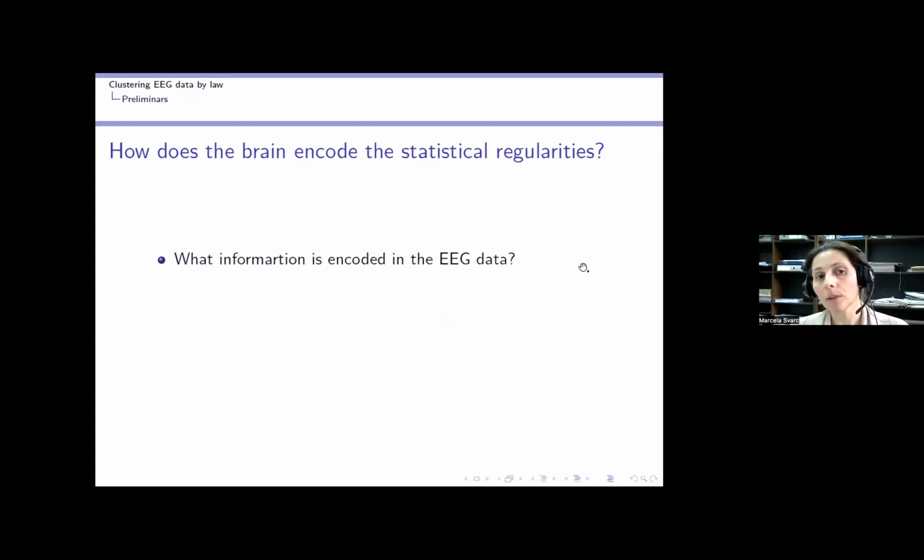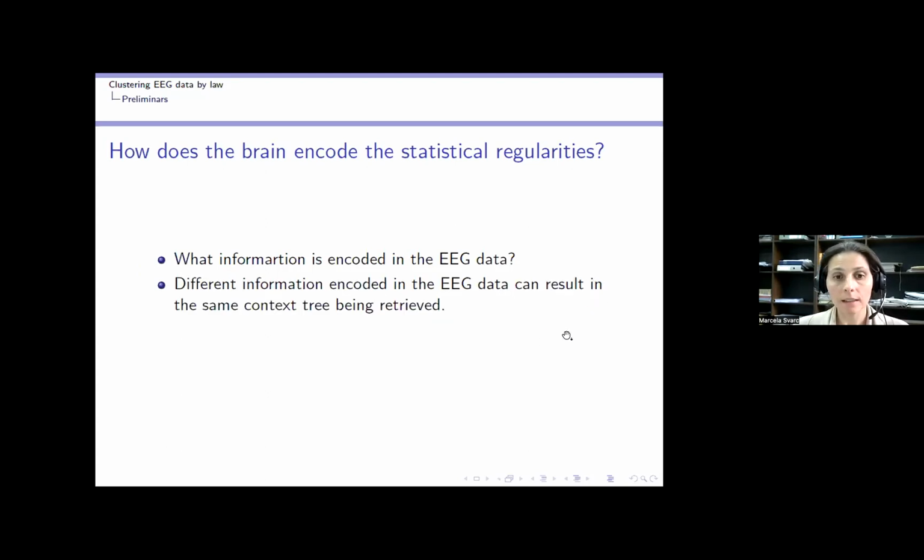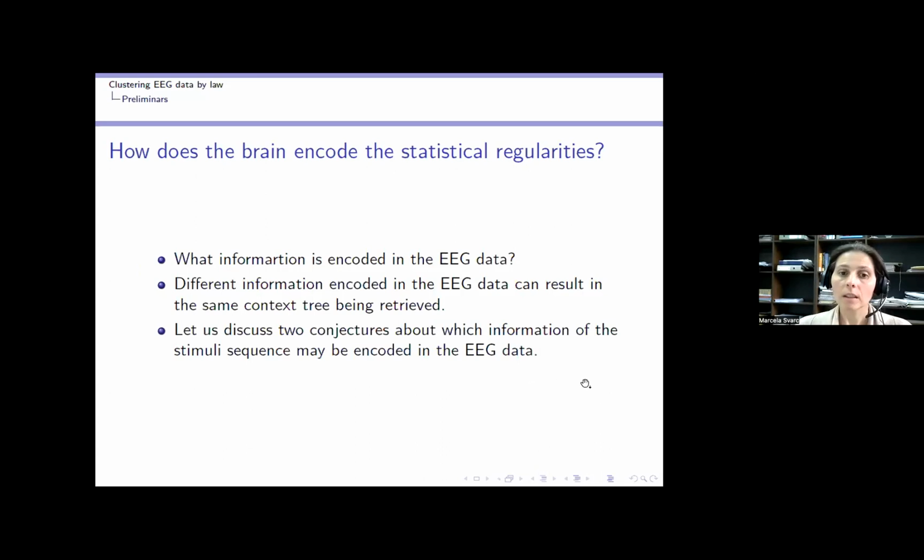So the question that we're asking is what information is encoded in the EEG data sets, and whether different information encoded in the EEG data sets can result in the same context tree being retrieved. So we are going to discuss 2 conjectures about which information of the stimuli sequence may be encoded by the EEG data.